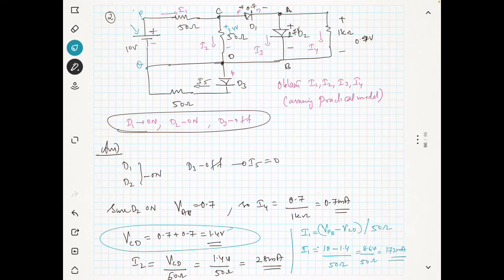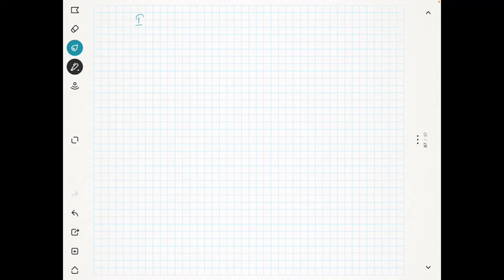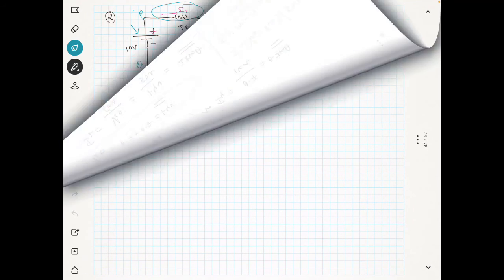So you got I1 and you know I2. You don't have any idea about I3, but you know I4, so you can find I3 easily. You know I1 is equal to 172 milliampere and I2 is equal to 28 milliampere. So you can see here, I will redraw this part of the circuit.